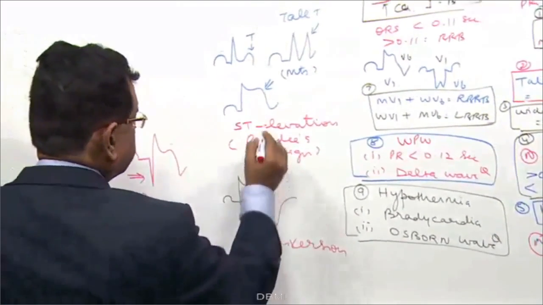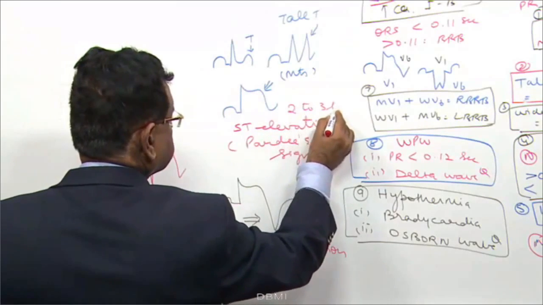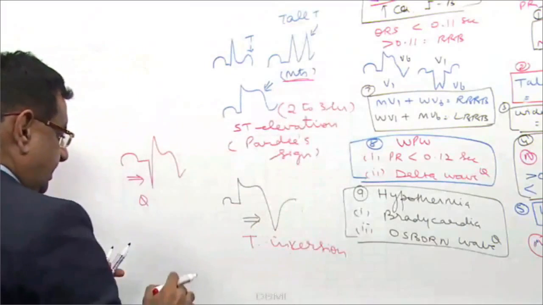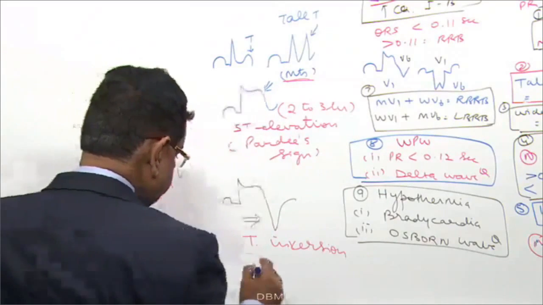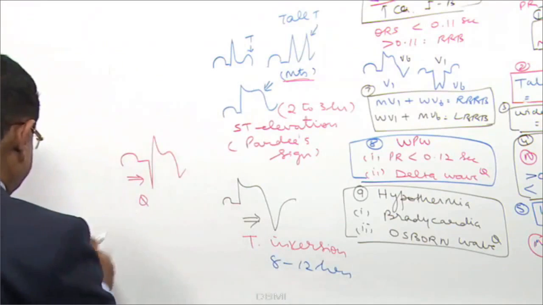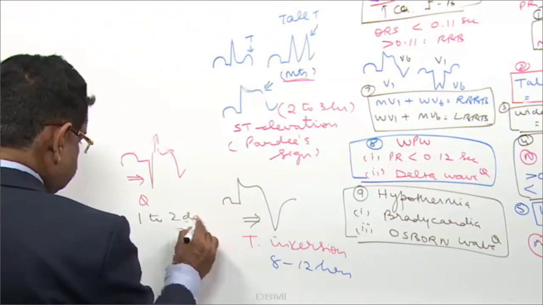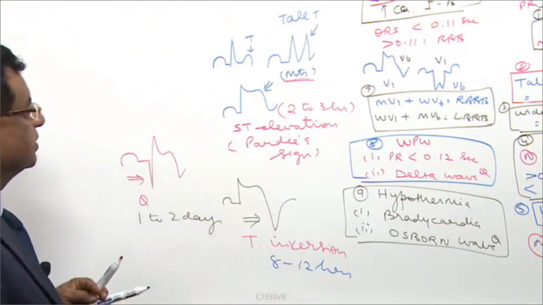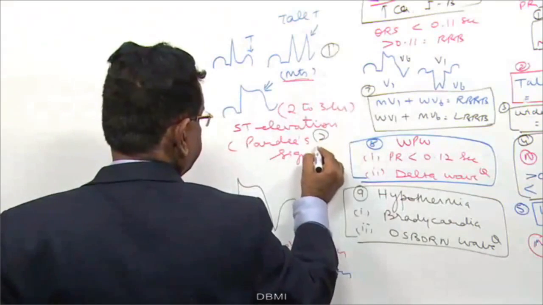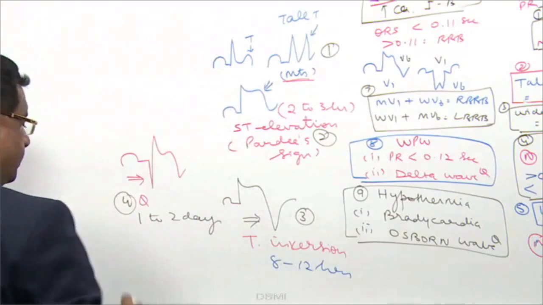ST elevation occurs in 2 to 3 hours. Tall T occurs in minutes. T inversion occurs in 8 to 12 hours. And Q wave comes in 1 to 2 days. So this is the first finding, this is the second finding, T inversion is the third, and the Q wave is the fourth finding.